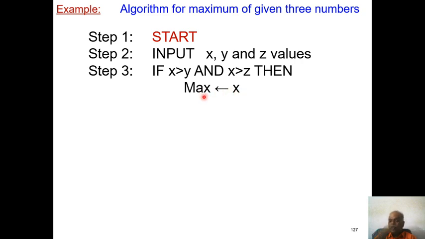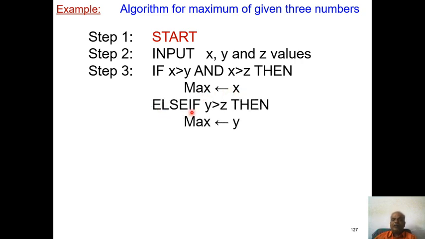So here only one specification. Next, or else if it is not true, then y greater than z, then which is greater? Y is greater, max. Or else which is greater? Z is greater. Simple logic.